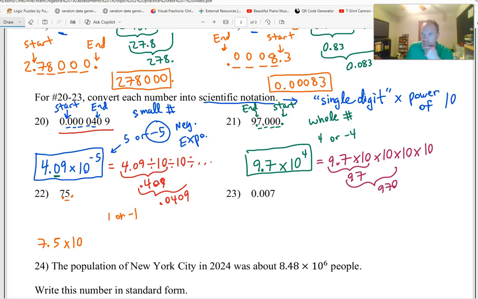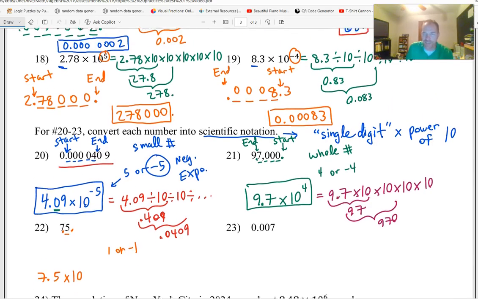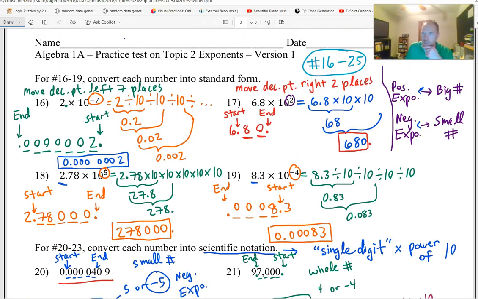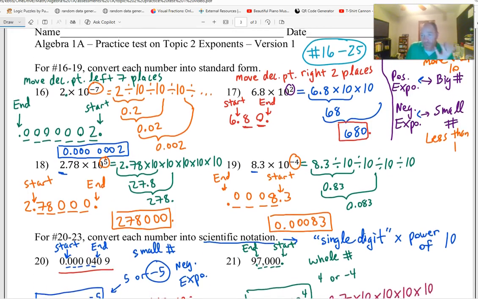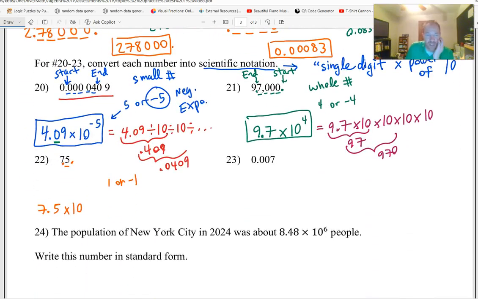Well, again, if I think to myself, am I going to have the positive exponent or the negative exponent? Back over here. 75 is, I would say, a big number. It's bigger than 10. More than 10 is what I'm saying is a big number. So that means I'm going to have a positive exponent. Small number means less than 1. Less than 1 for the small number. So 75 is more than 1. It's more than 10. So I'm going to take the positive exponent.